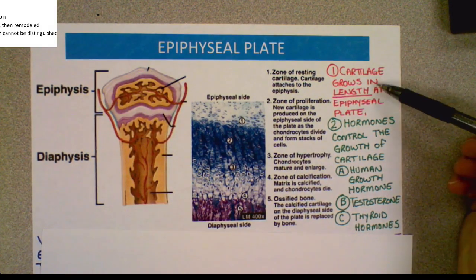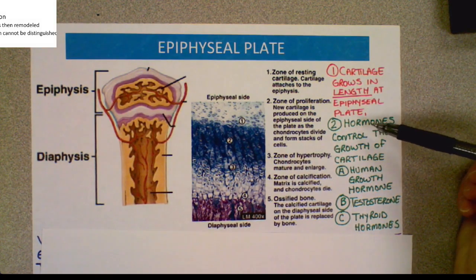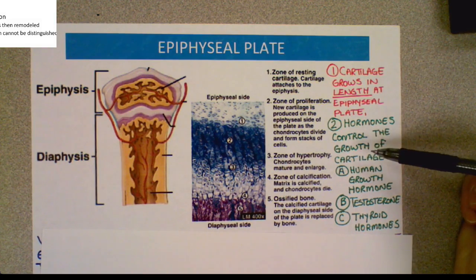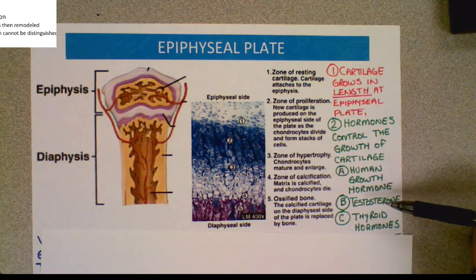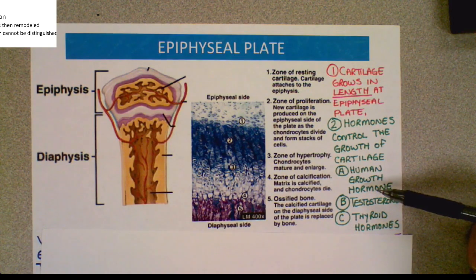It says cartilage grows in length at the epiphyseal plates. Well, we already knew that. And it says, number 2, hormones are going to be in control of the growth of cartilage. There are really 3 types of hormones that play a role in the growth of the epiphyseal plate. The first one is human growth hormone. Human growth hormone actually grows not just bone, but pretty much tells all tissues of your body to grow. So it's playing an important role in bone growth.